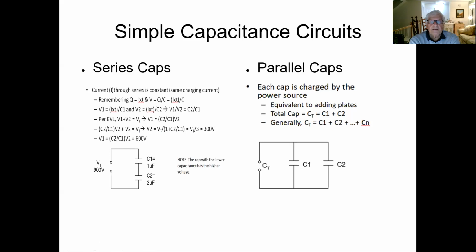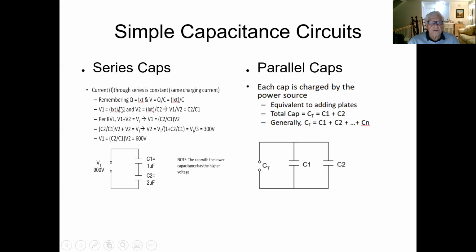If we have a simple capacitance circuit, then we can have those capacitors in series or in parallel. Okay, and we use these equations. We figured out what the equations are to work out the voltages across each of these capacitors if we had 900 volts. Okay, and I would copy these procedures.